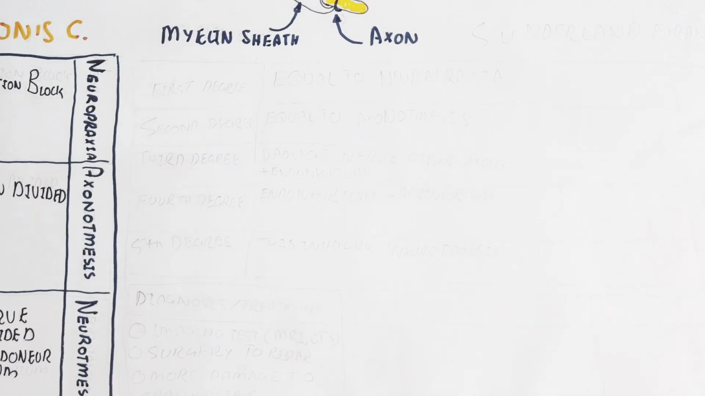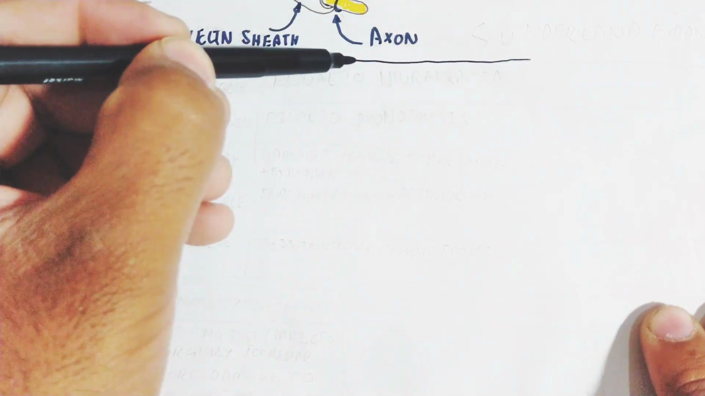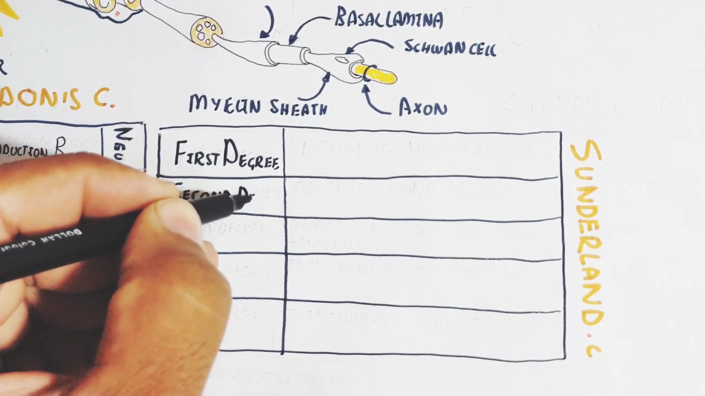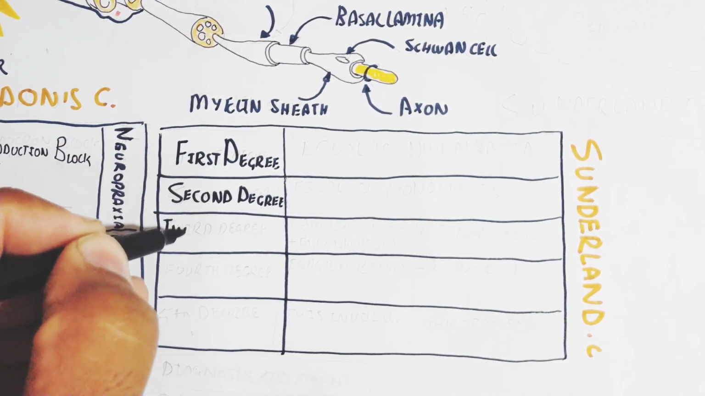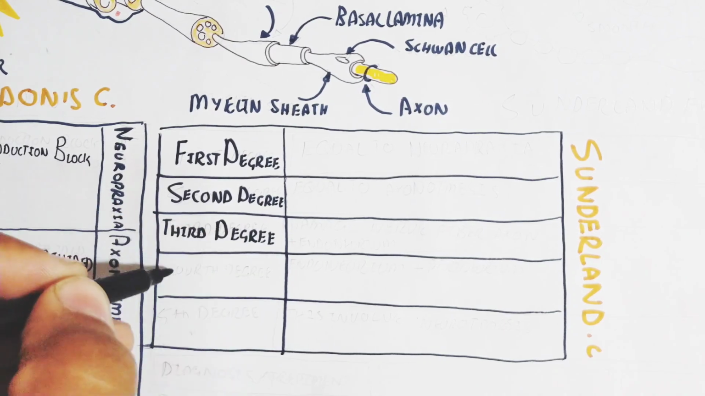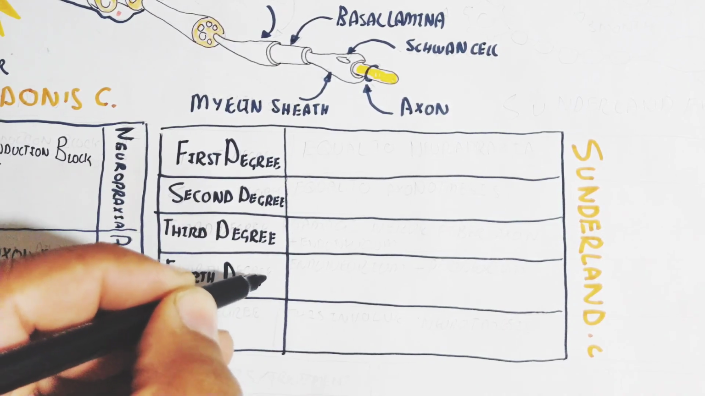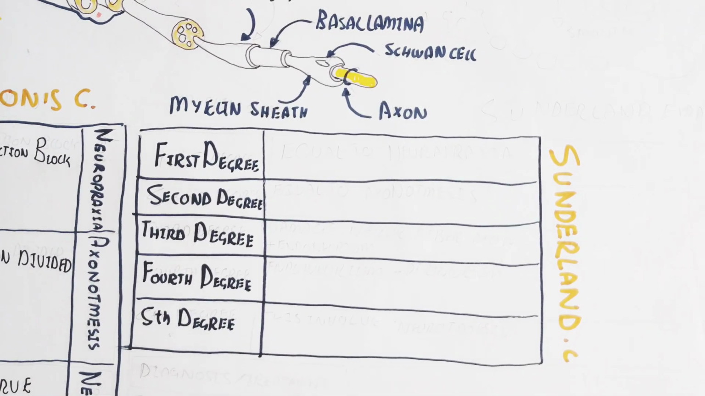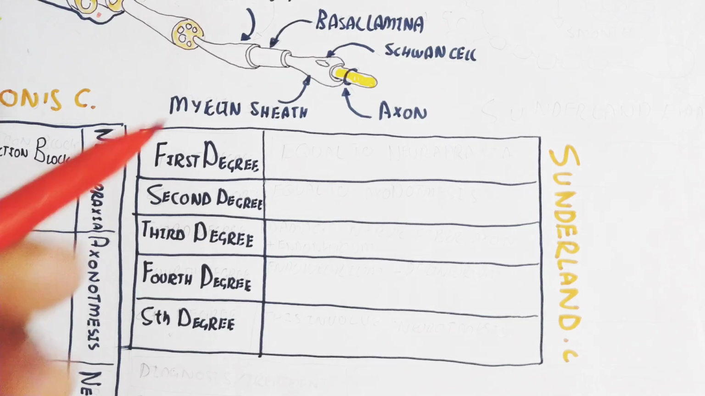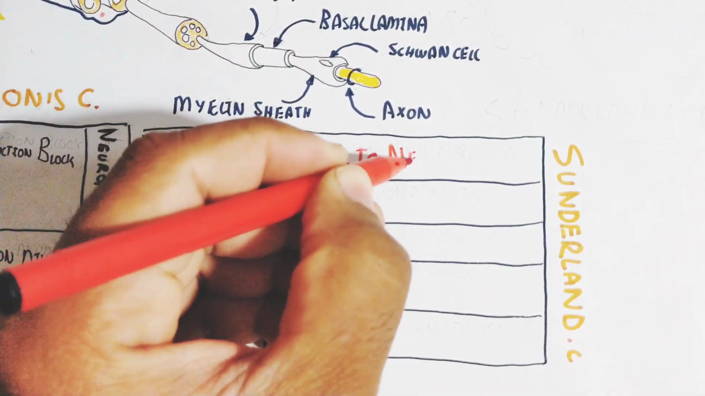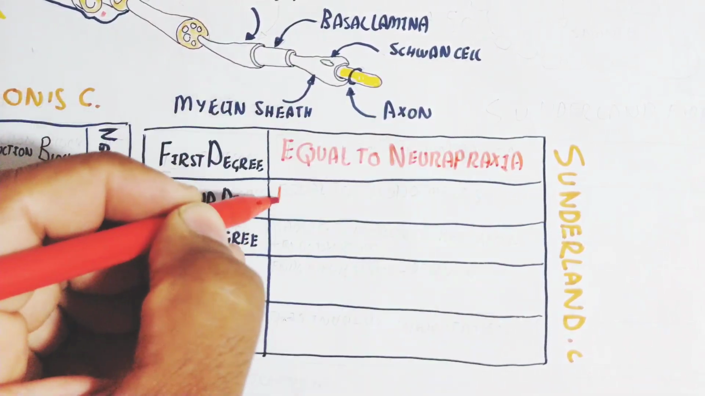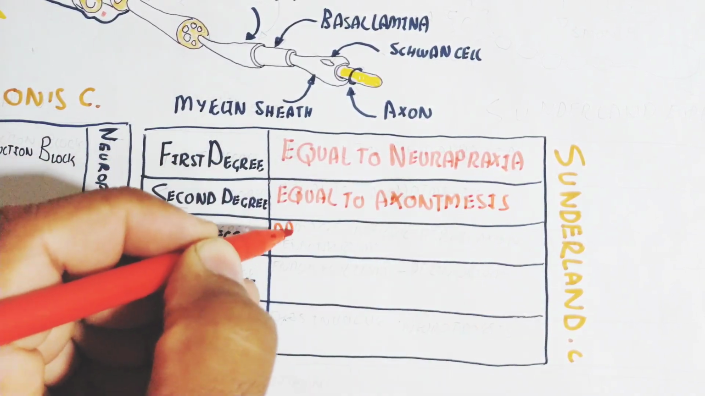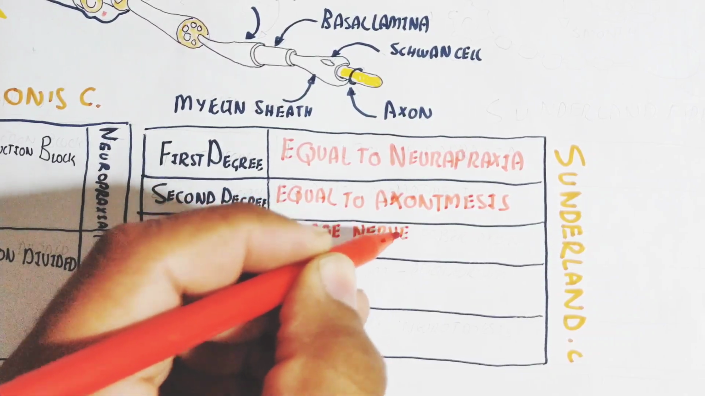So let's understand Sunderland's classification. Sunderland's classification has five stages: first degree, second degree, third degree, as well as fourth and fifth degree. The first degree is equal to neuropraxia, the same as the conduction block. This is the mildest form of nerve injury, a temporary loss of nerve function, but the nerve is not damaged. On the other hand, the second degree is equal to axonotmesis.